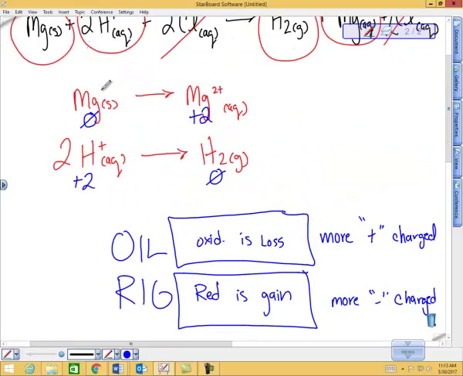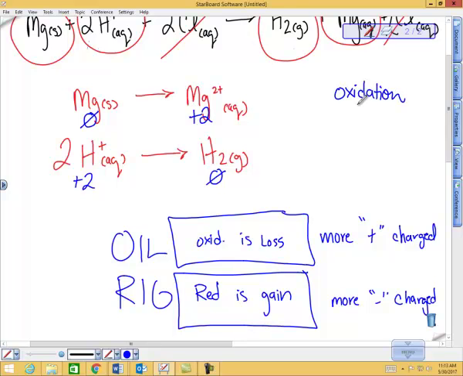So coming up top, did magnesium become more positive or more negative? He went from 0 to a +2. He became more positively charged. And so I know that that means that this first one has to be oxidation.